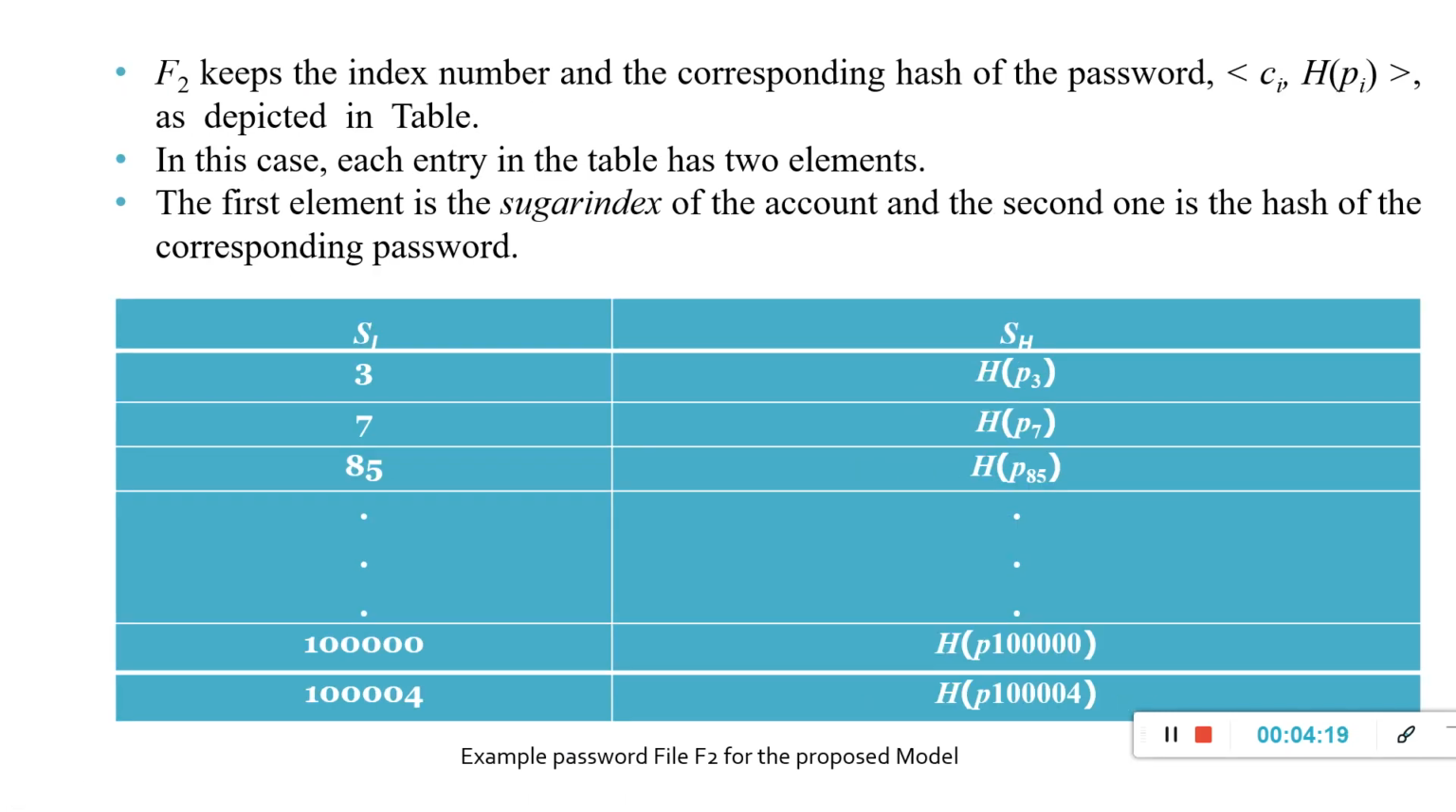So this is the F2 password file. F2 keeps the index number and the corresponding hash of the password. In this case, each entry in the table has two elements. Here this is the real index of the particular user, and these are the hash passwords.